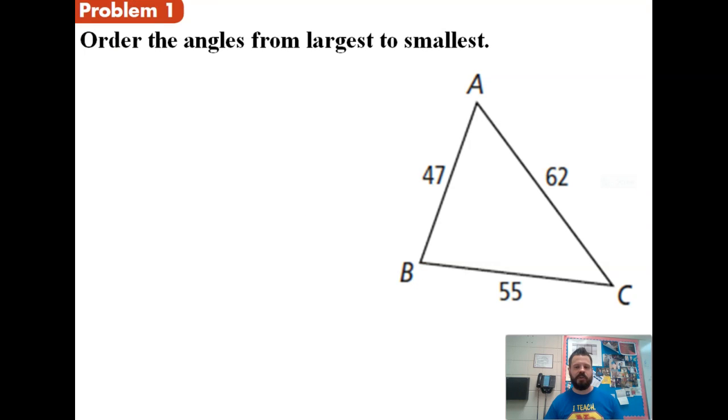So let's take a look at a few different types of questions we can answer based on that theorem. First one, problem 1 says, order the angles from smallest to largest in the triangle. Now we're given a triangle, and we're actually not given any information about the angles. We know what all the side lengths are. Okay, so what we can do is use that theorem to order them from smallest to largest.